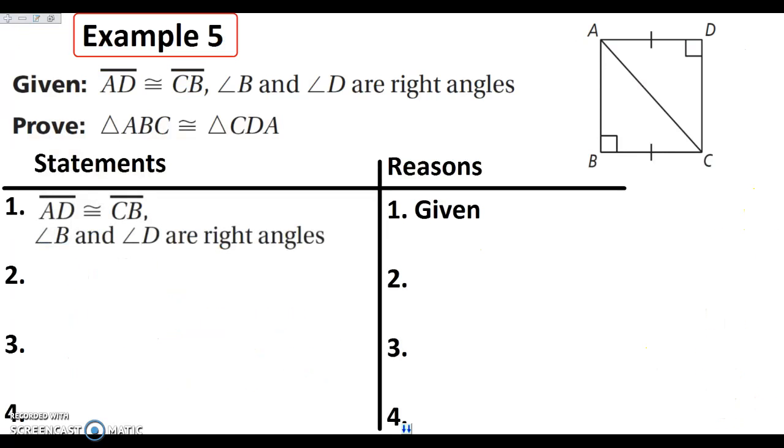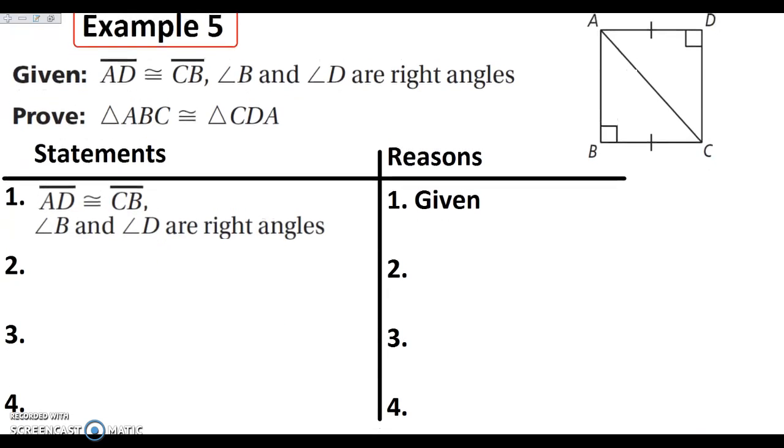So let's take a look at our last example here, okay? I am given that AD is congruent to CB, all right? And I'm given that angles D and B are right angles. So my picture is marked for everything that I have right now. What do you notice that these two triangles do? Okay, you should see that they share this side. So we're going to say AC is congruent to AC by reflexive.